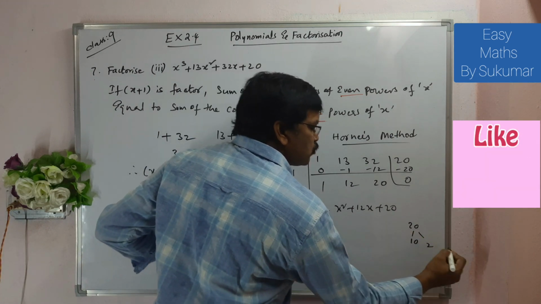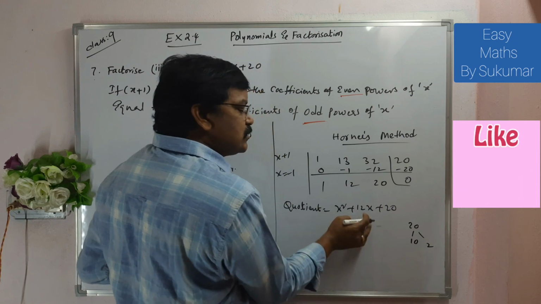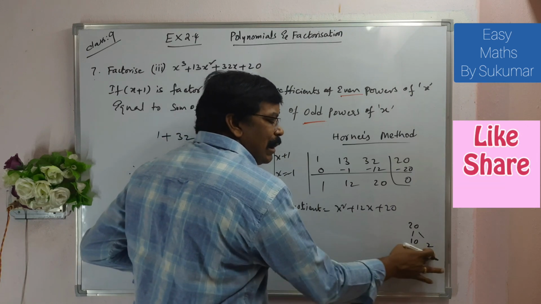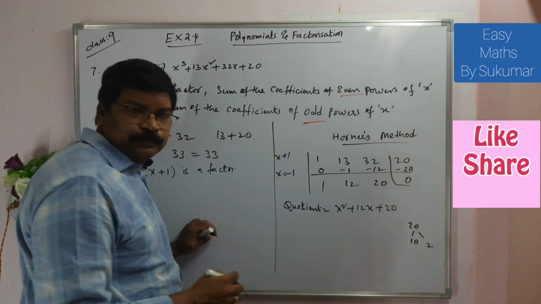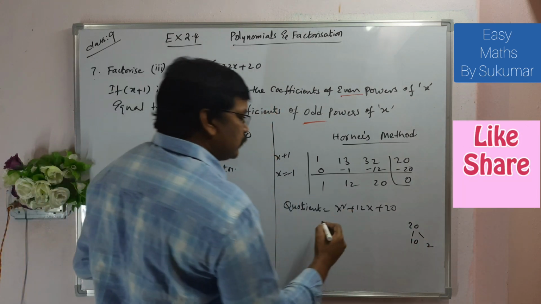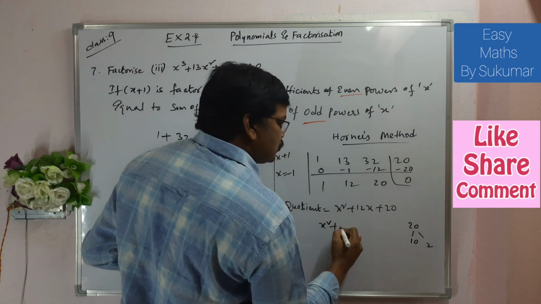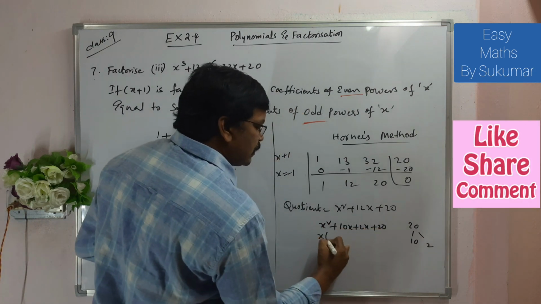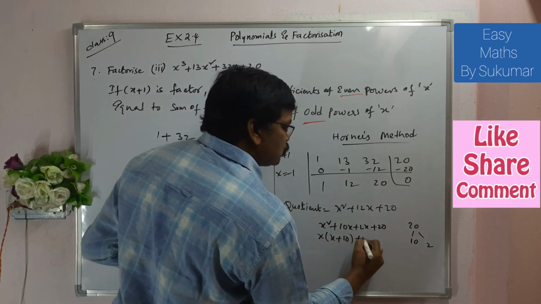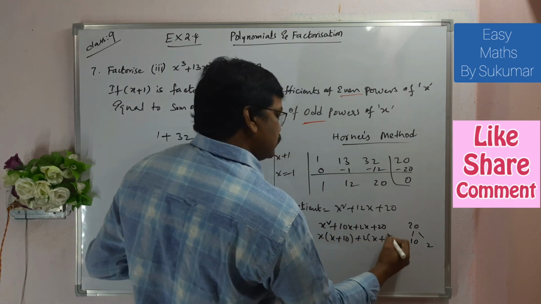2 tens are 20. 10x plus 2x is 12x. When you add or subtract, the sum or difference should be equal to the middle term. That is the splitting here. So, this is x square plus 10x plus 2x plus 20. So, take x as common, that is x plus 10, plus 2 as common, that is x plus 10.